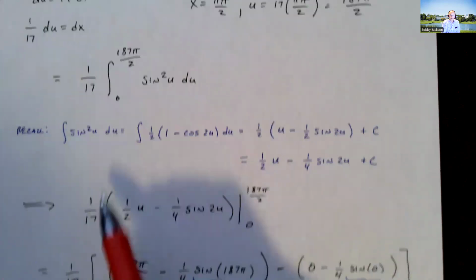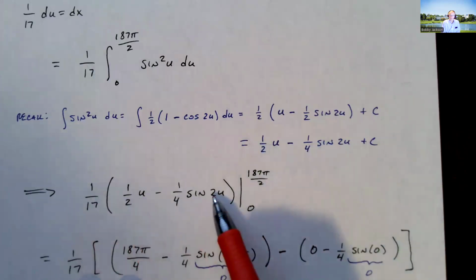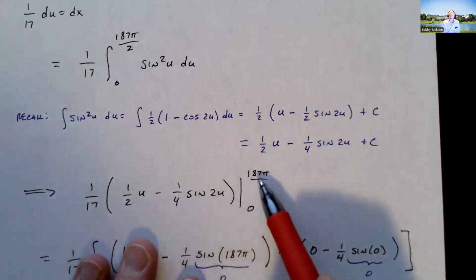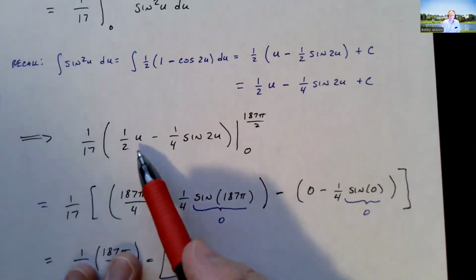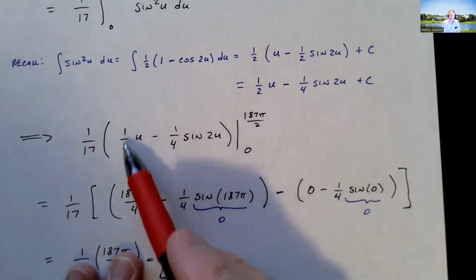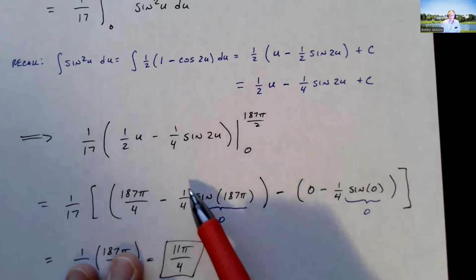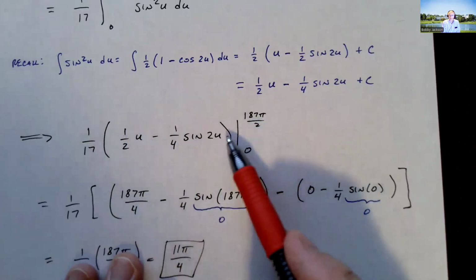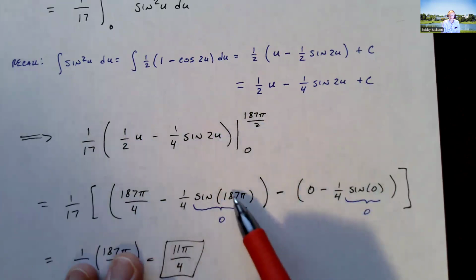So this definite integral, the 1/17th, don't forget about that. Antiderivative here, don't need the plus c, remember. And evaluate at the upper limit and the lower limit. When I evaluate the upper limit, I get 187 pi over 2 times 1/2, 187 pi over 4. And then I get 1/4 sine of 2u. So if I plug in this for u, I get 2 times this. The 2's cancel. I just get 187 pi.